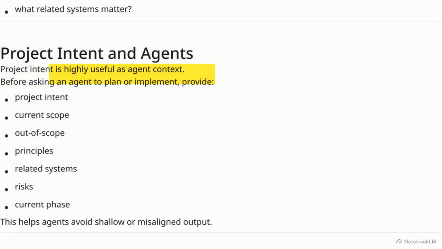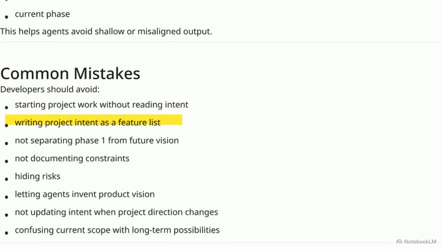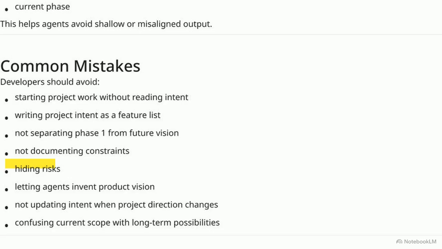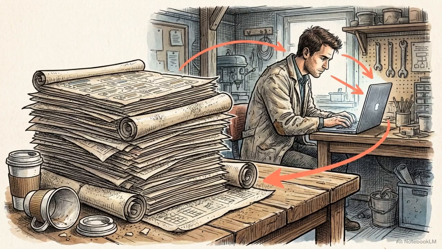Before work begins, developers must digest the project intent and provide it as context to AI agents. Otherwise, common mistakes occur. Treating intent as a feature list creates shallow context. Hiding risks or confusing current scope with future possibilities guarantees misinterpretation. A static, ignored document is completely useless.